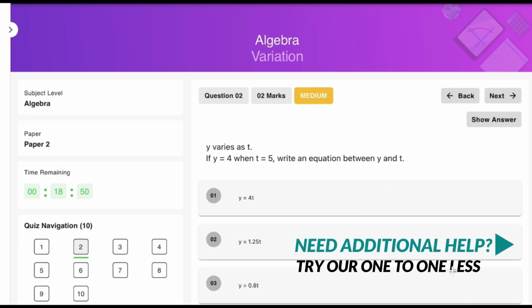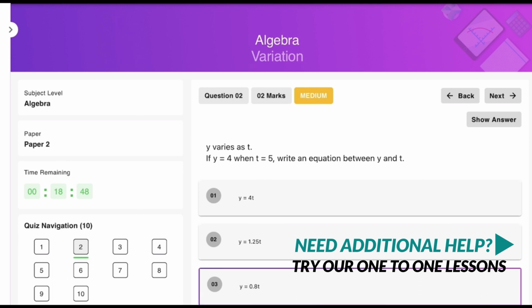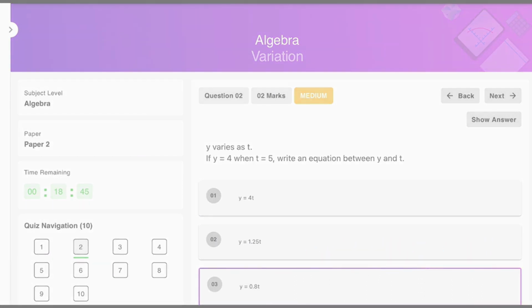And that brings us to the end of a short lesson on direct and indirect variation, or inverse variation as we call it.